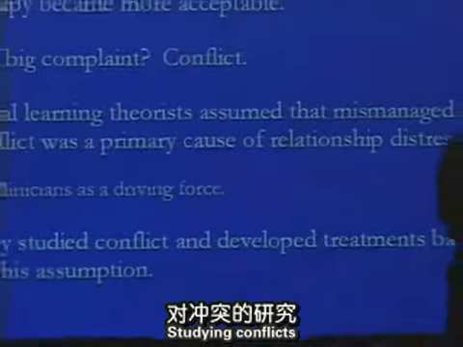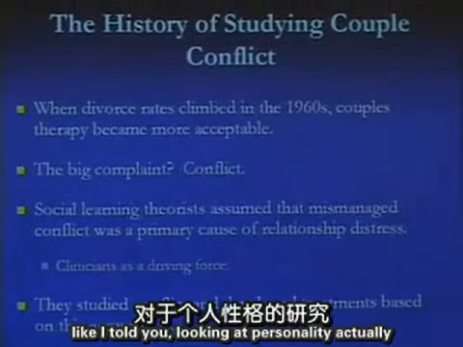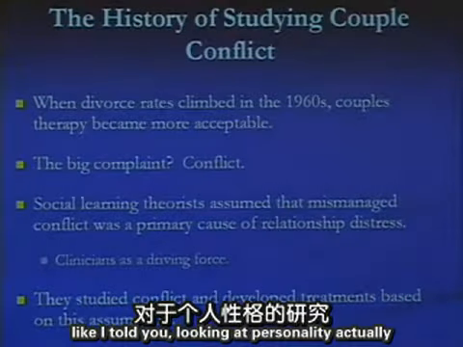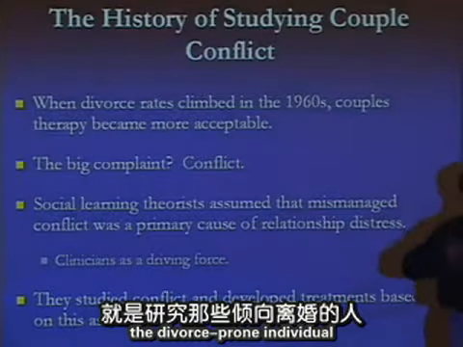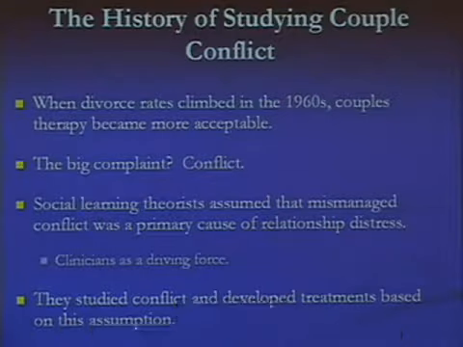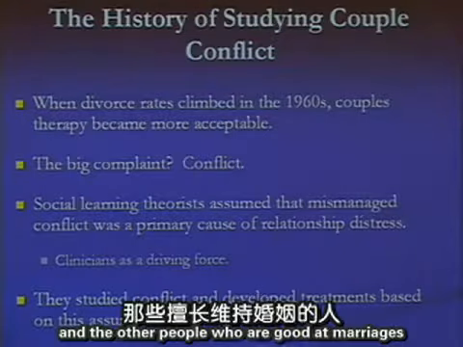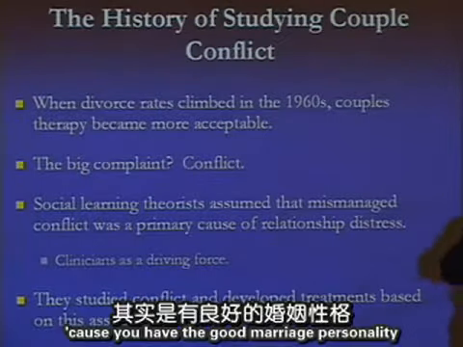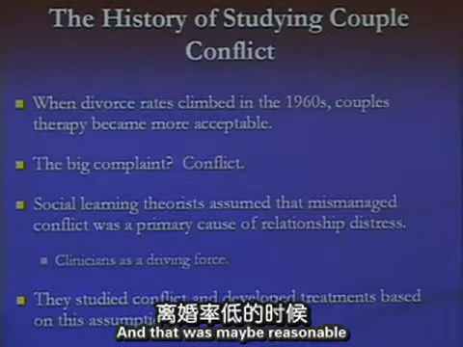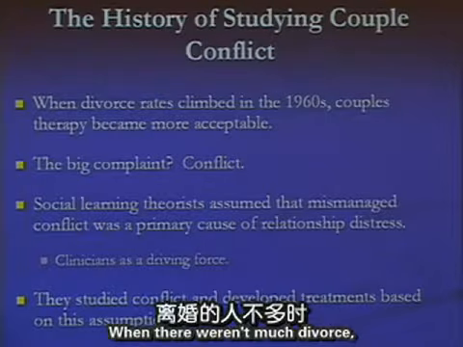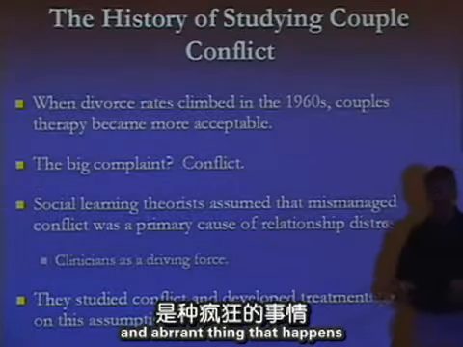Studying conflict wasn't where relationship research began. Relationship research started, I think Tom told you, looking at personality, actually. The earliest marital researchers, for example, were looking at the divorce-prone individual. The idea being that the person who gets divorced has some kind of character flaw that made your divorce inevitable. And the other people who have good marriages, it's because you've got the good marriage personality. And that was maybe reasonable when divorce rates were low. When there wasn't a lot of divorce, you could say, well, divorce is this crazy aberrant thing that happens.